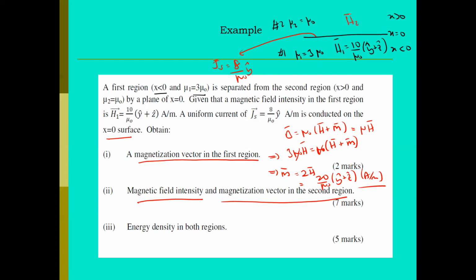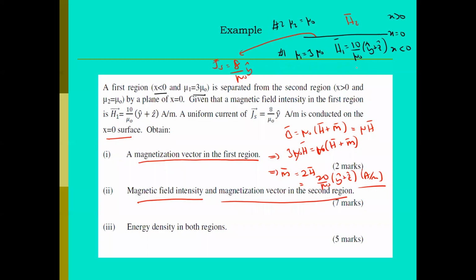Yeah, we need to find the H2. Okay, so let us use this next page here to answer the question. So let us sketch the problem just now. So this is your problem, the boundary. This is the first material down here. We have mu1 equals 3 mu naught. Second region, we have mu2 equals mu naught. This is x equals 0.